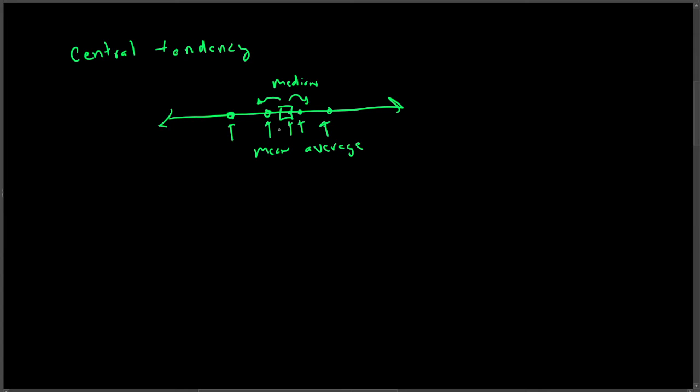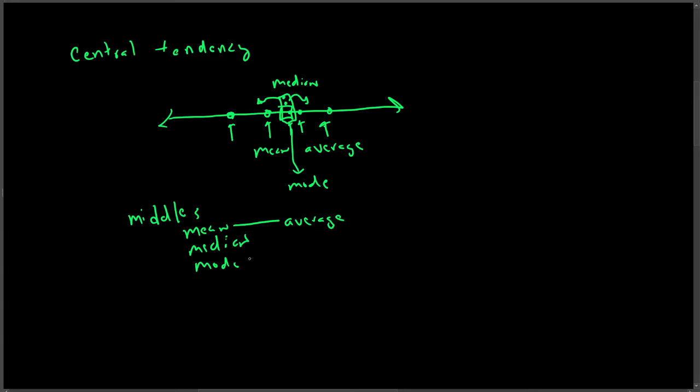And then if a number is repeated often, that's going to be called the mode. And so we have these three ways of finding the middles. And they're called the mean, the median, and the mode. And again, the mean is also called the average. The average is the one that people tend to use the most.